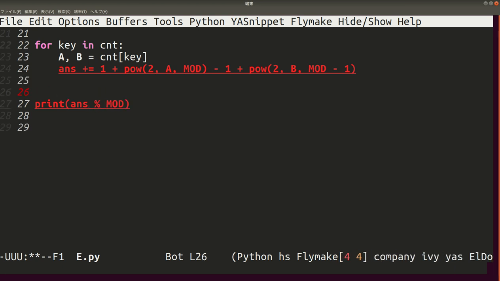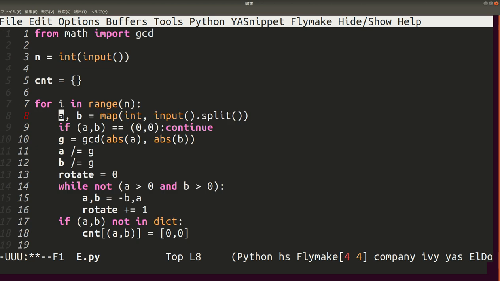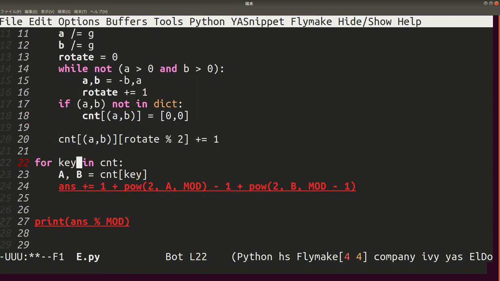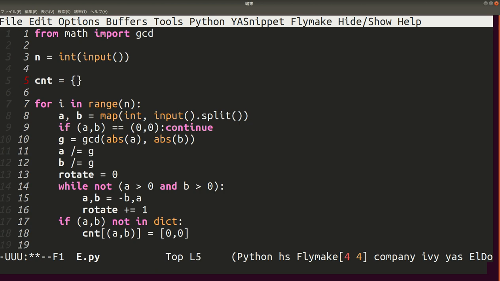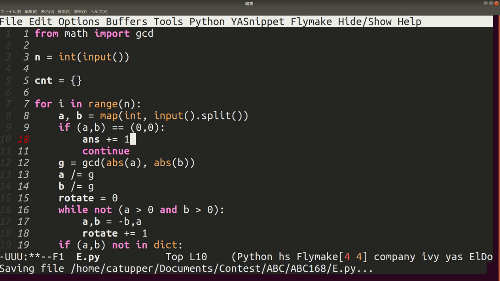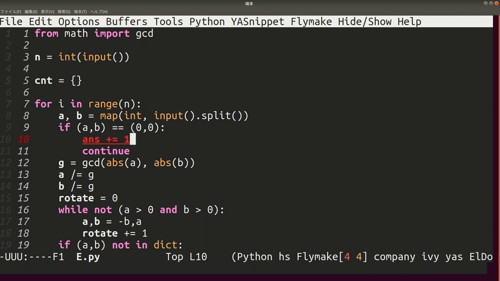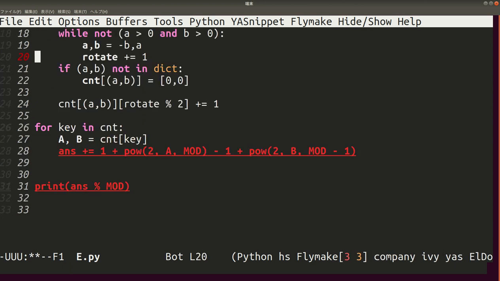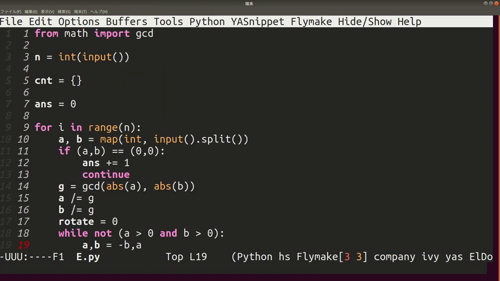And be careful: if all the sardines are the zero sardine and the answer would be zero, we will get zero for the answer. In such a case we can put only one sardine. So if we had A and B, just add one to the answer. This one stands for the case that we pick only one sardine of it. So the answer begins here. Oh, it's red. Ah, there's no mod.